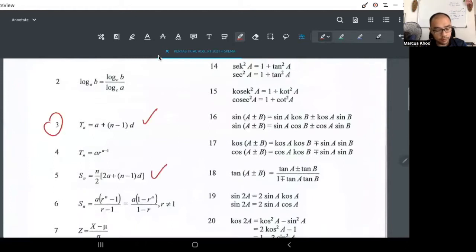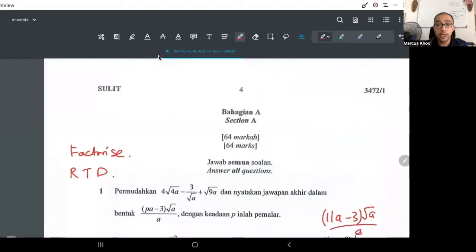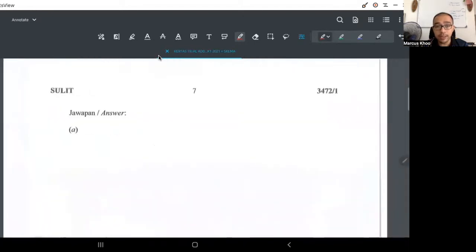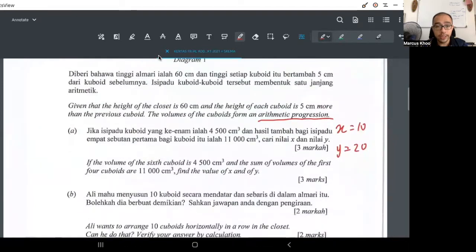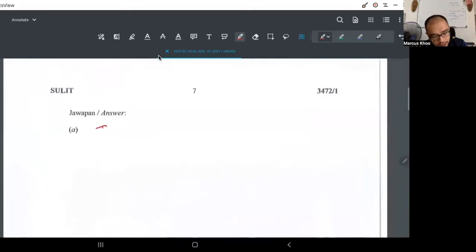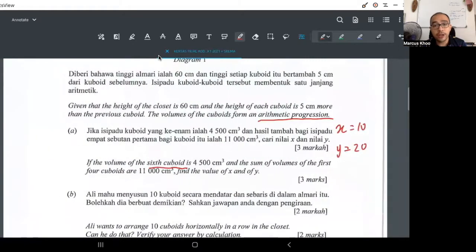Okay, these two are the formulas for arithmetic progression. The question after that goes: if the volume of the 6th cuboid is 4,500. So it's telling you T6 is 4,500. This is our beginning point. Okay, volume. So let's figure out the volume first.